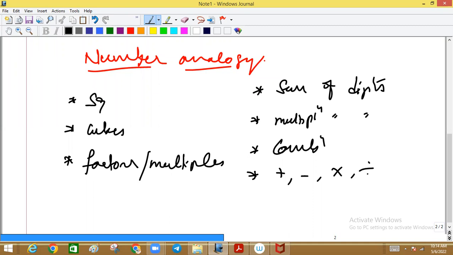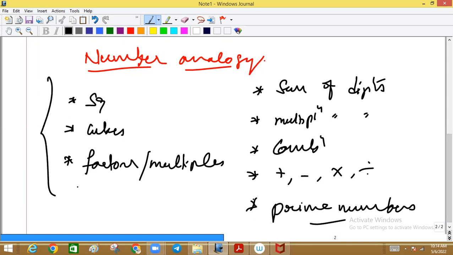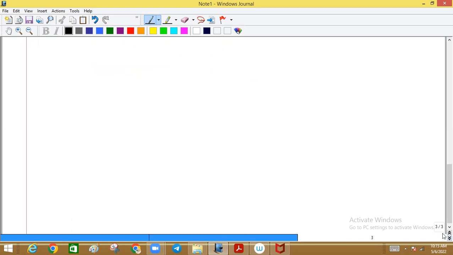Apart from this, we can even see the values from prime numbers also. The questions can be based on prime numbers as well. So these are the various areas he will focus on mainly. So let's try to do some questions, and we started some questions also. Let's try to do some more questions.